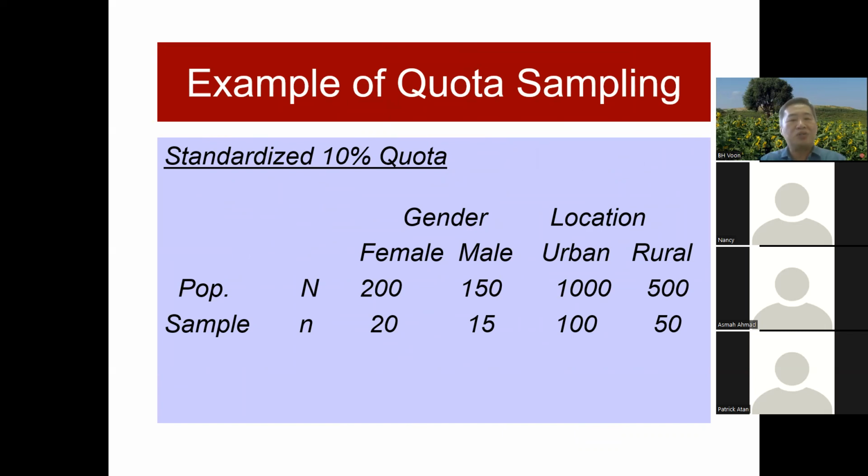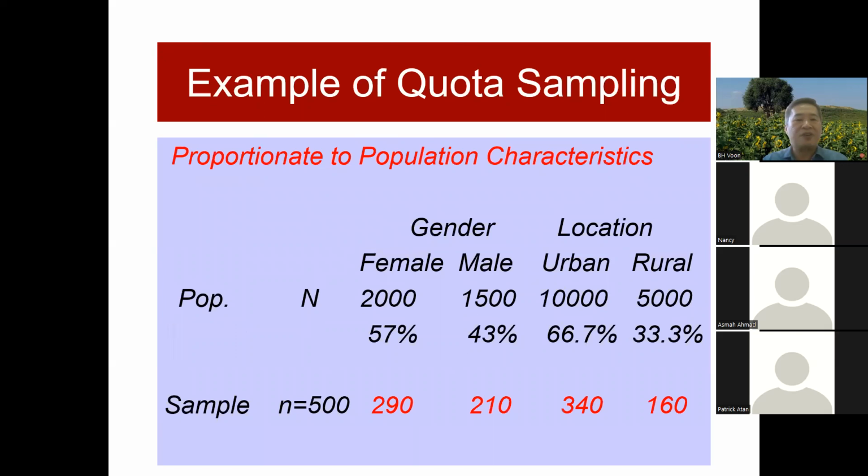You can use quota using certain control characteristics like gender or location, if you really want to understand, for instance, consumer behaviors of urban and rural people. So you can use urban, rural, male and female, a few characteristics whereby you can conveniently represent these various groups of people. For instance, you just set a standardized quota of 10% across these different categories of control characteristics. But a lot of the time we want it to be proportionate to the population characteristics.